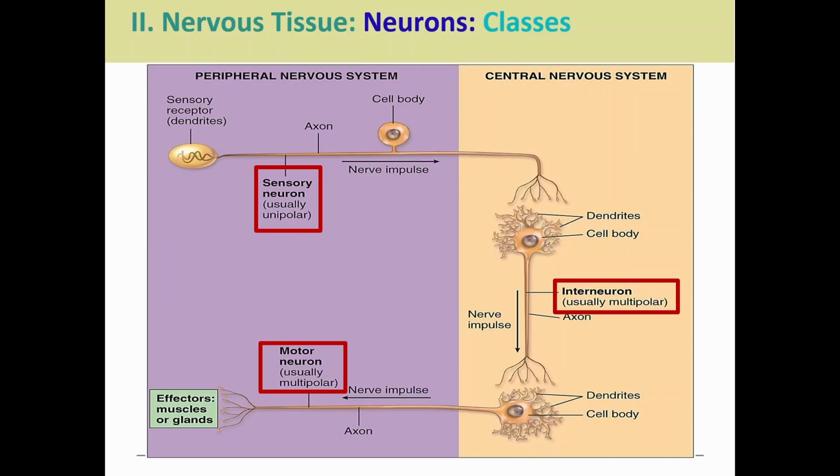Right? That then connects us to the interneuron, which is going to be in the central nervous system, processing that information, which then sends that signal to the motor neuron out for the efferent direction to cause an effect.